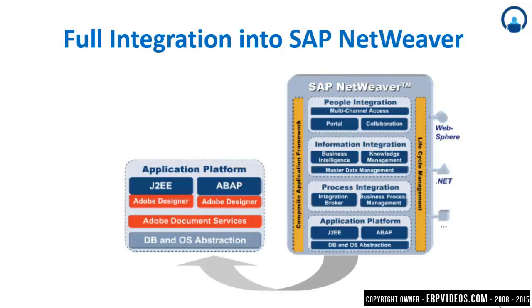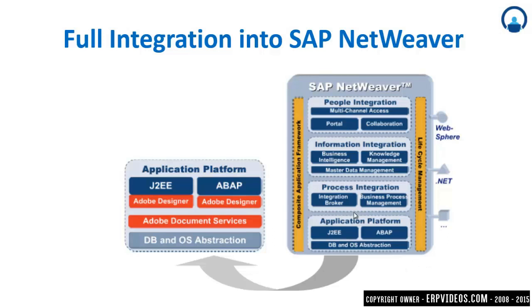Next we'll see the architecture related to SAP NetWeaver. This diagram represents the full integration into SAP NetWeaver. So this is SAP NetWeaver, and it is fully integrated with the application platform, where we have the application platform as Java, that is J2EE, and the application platform as ABAP, where it will design the documents based on the Adobe Designer. Under this SAP NetWeaver, we have the WebSphere and .NET facilities, where it has people integration, information integration, process integration, and application platform.